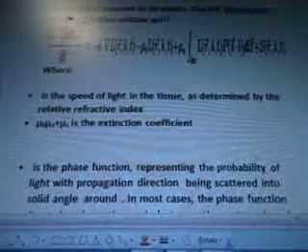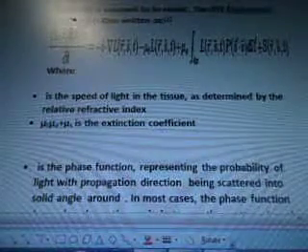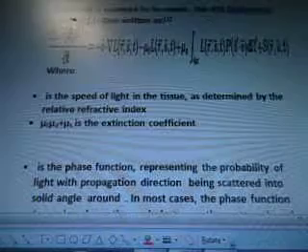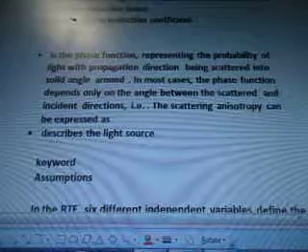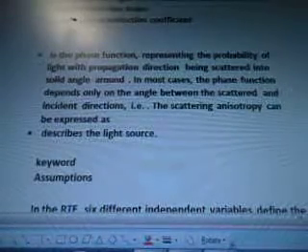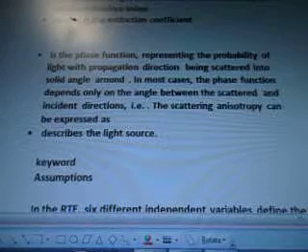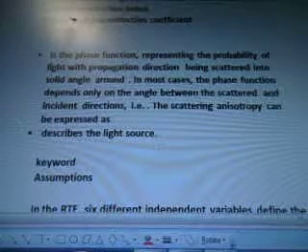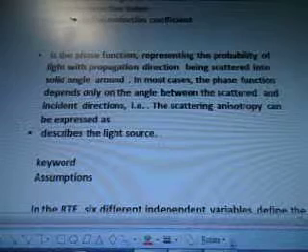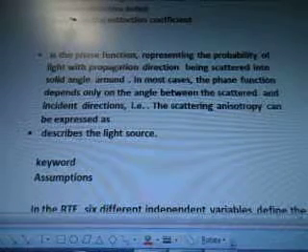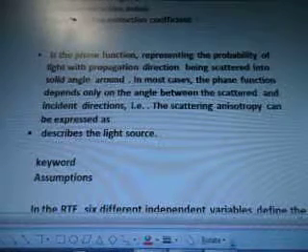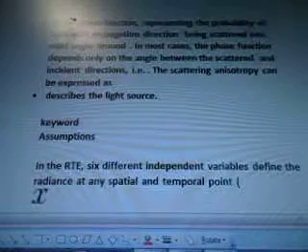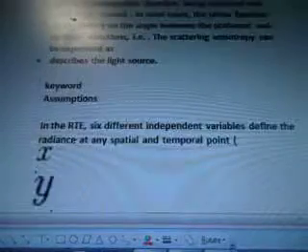There. So where is the speed of light in the tissue is determined by the relative refractive index, and there's the formula is the extinction coefficient. Excuse me. Is the phase function representing the probability of light with propagation and direction being scattered into solid angle around. So we were talking about scattering the crystals signals, laser beams, right? So maybe this will have something to do with that. In most cases, the phase function depends only on the angle between the scattered and incident directions. The scattering anisotropy can be expressed as described the light source.